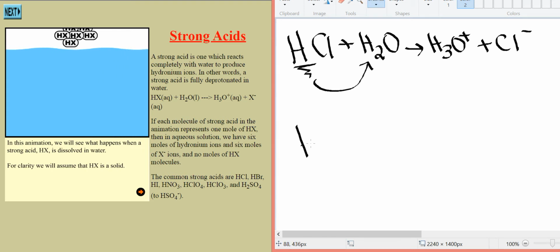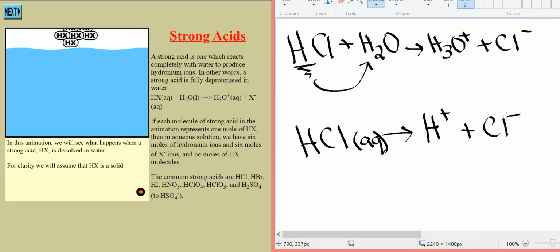The other way you could write it, if it's a strong acid, your strong acids are aqueous. And if it's aqueous, it means it dissolves 100% in water. And so it's going to split apart into the hydrogen plus the chlorine atom, or whatever the anion might be. So it could be nitrate, iodide, bromide, depending on your strong acid. And when it has H3O+ and H+, hydronium and hydrogen ion, those are the same thing. They mean the same exact thing.